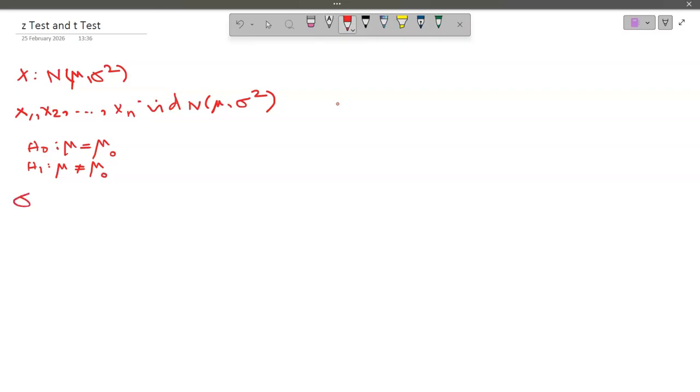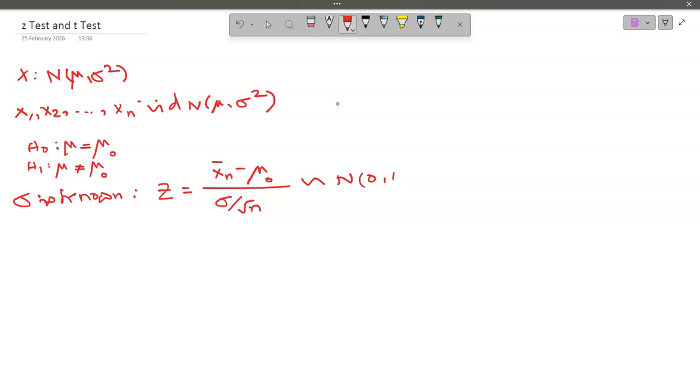Suppose in the first case sigma is known to us. Then we use the z statistic, Xn bar minus mu 0 by sigma by root n, which is distributed as Normal(0, 1).